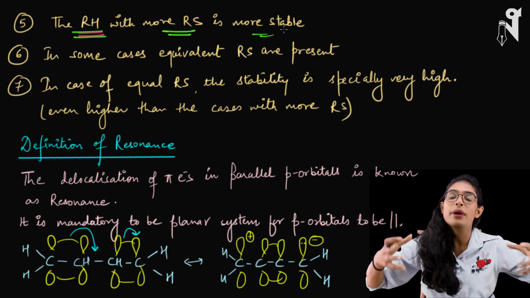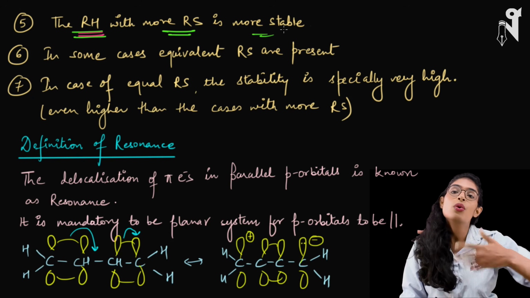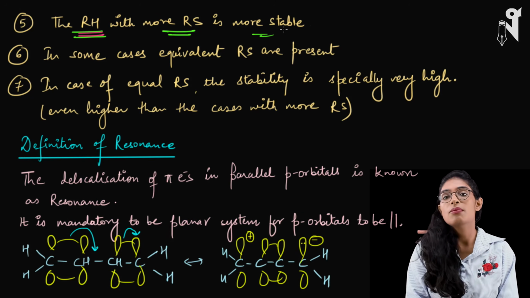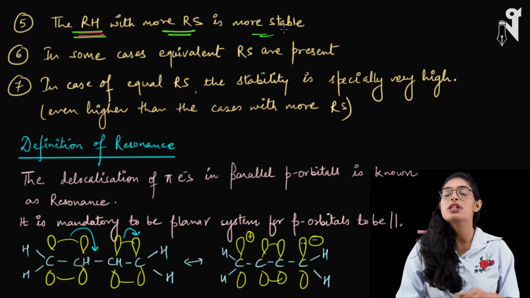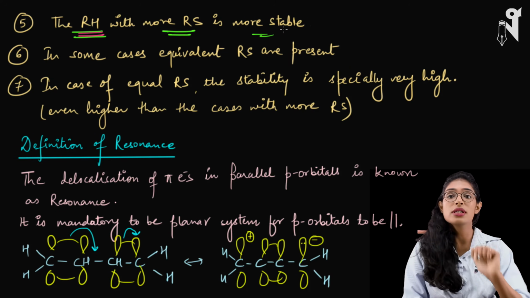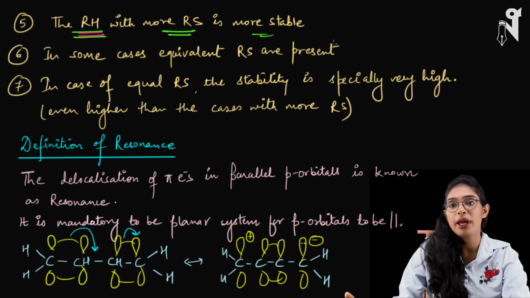So basically, if I have to compare 2 or 3 different compounds, I will see which one forms a greater number of resonating structures. The more resonating structures, the more stable that compound would be, or the more stable its real hybrid will be. But there is a catch. What is the catch? Let me show you. Let me just compare two compounds and then explain.